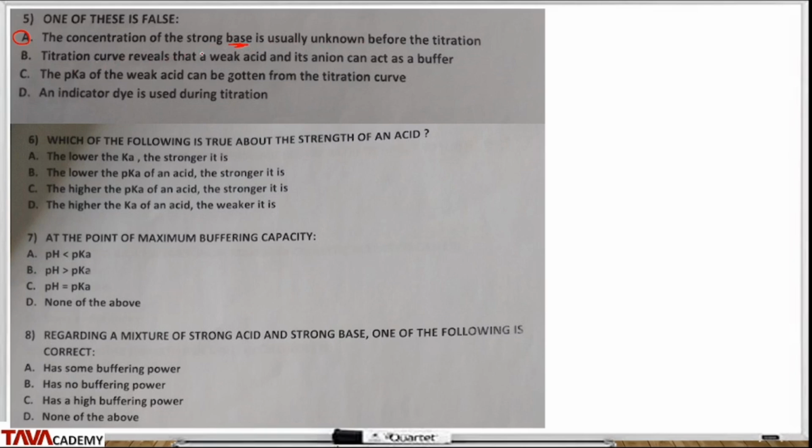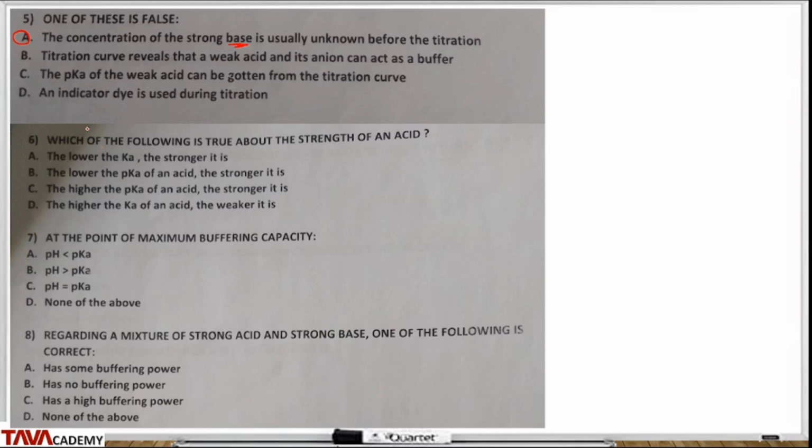The titration curve reveals that the weak acid and its anion can act as a buffer. That's true. The pK of a weak acid can be gotten from the titration curve. That's true. And an indicator dye is used in titration. That's also true. So option A is false.